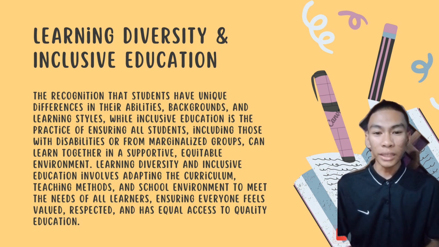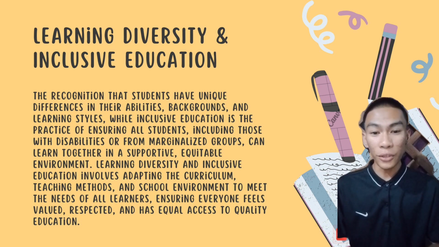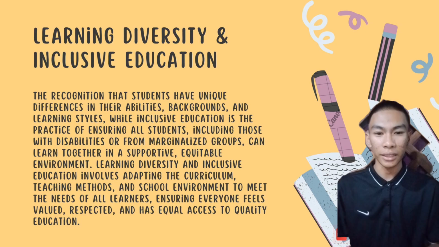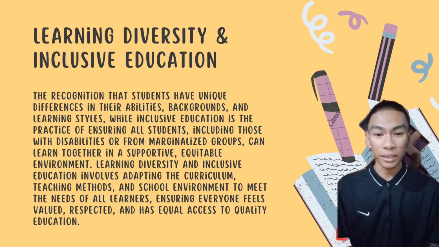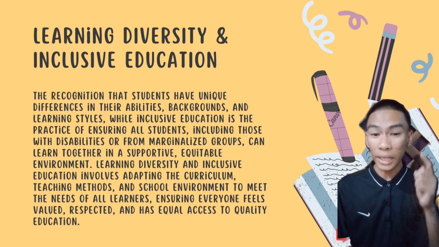Imagine a classroom full of students who have different styles of learning, like visual learners and auditory learners. The visual learners are students who learn through visuals, and auditory learners are students who learn through hearing.